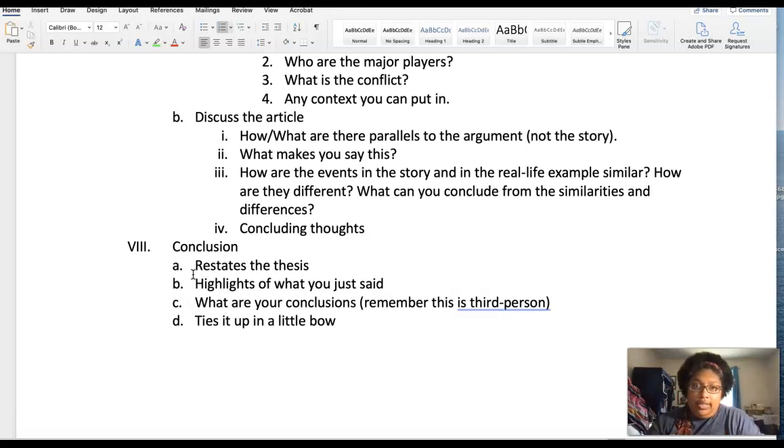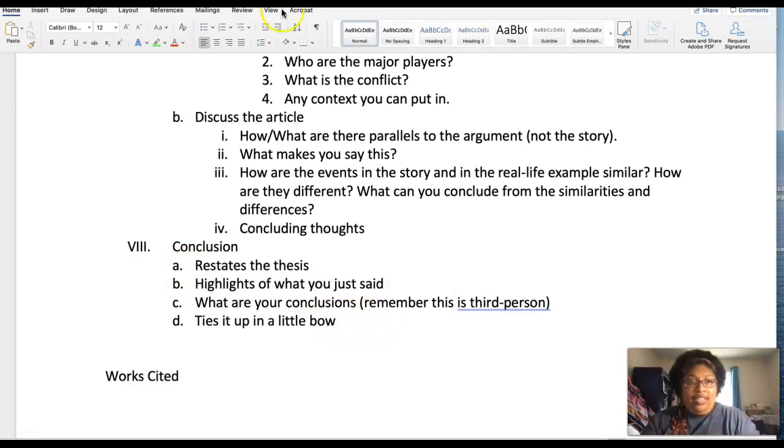Remember, this entire essay is in third person. It's not in first person, so you're not going to say, I believe this, or I think this. Instead, you're going to want to use words that say something along the lines of, the reader believes this, or the reader is made to believe this, or the audience thinks this, right? So you want this in third person, not in first person. And then you're going to tie it all up in a little bow. And then, of course, I'm going to go ahead and put this here.